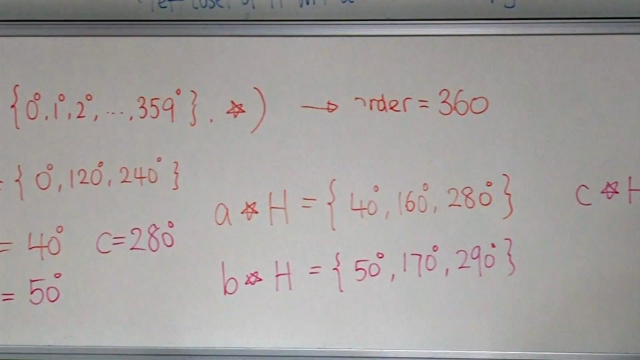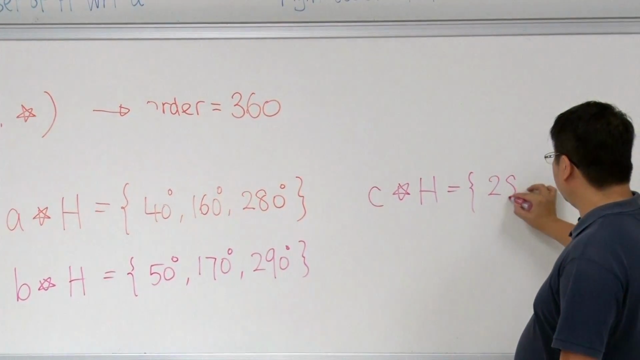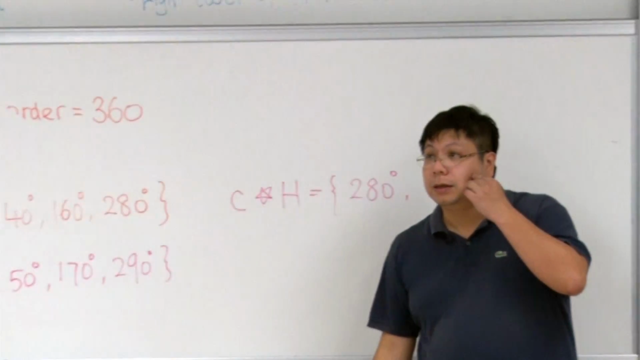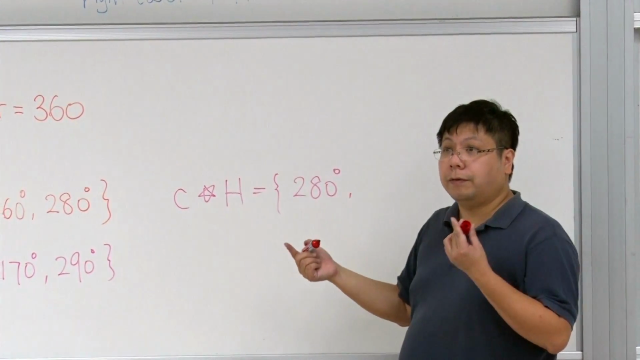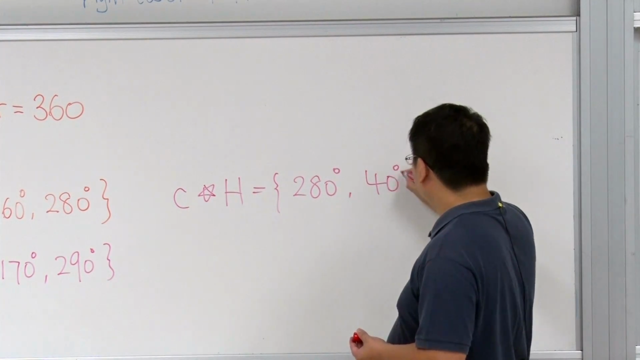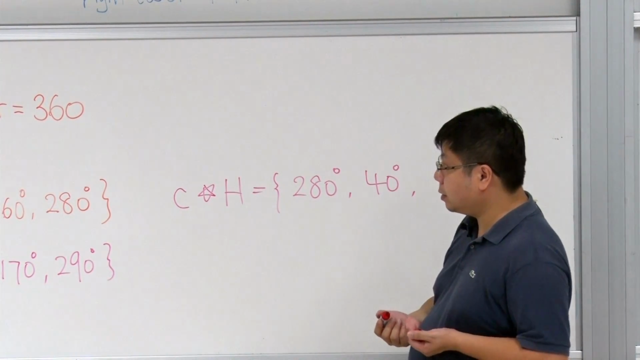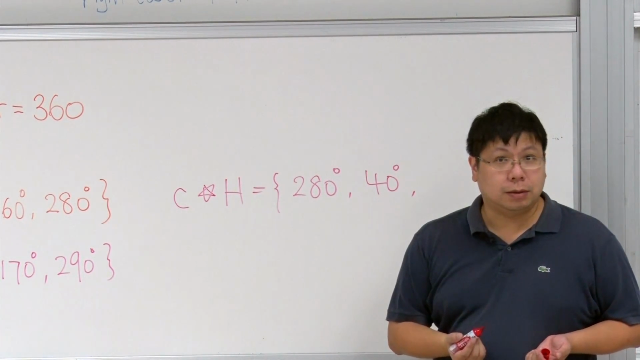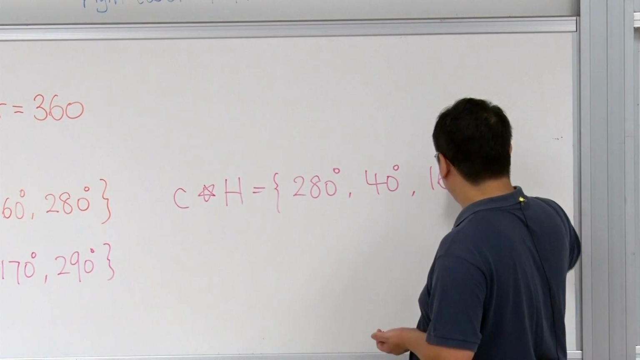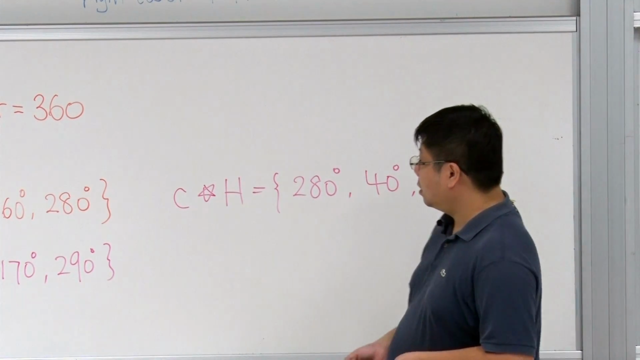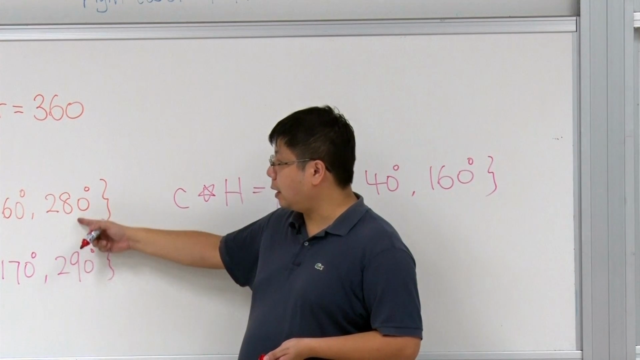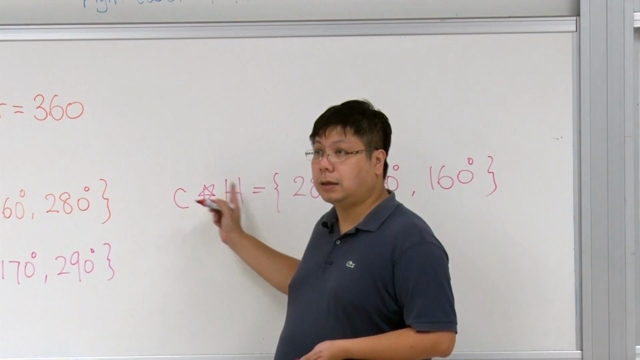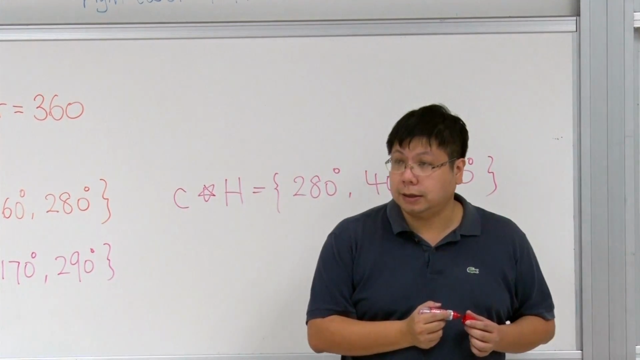C star H, you get 280 degrees, and then 280 plus 120 is 400, right? 400 degrees is like 40. Okay, it's 40 degrees. And then you have 280 plus 240 is 520, right? So 520 is like 160. Good. So you look at this, A and B, they are disjoint, nothing in common. But A and C, they are not disjoint, and actually they are exactly the same.